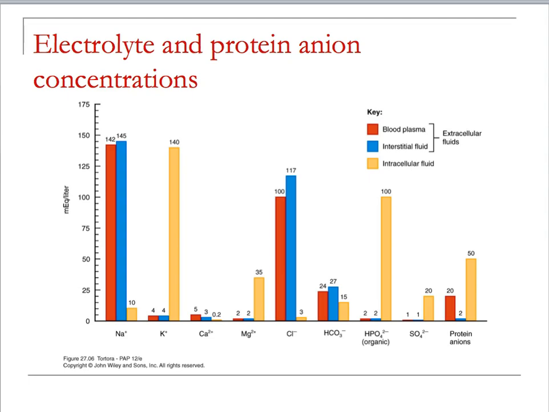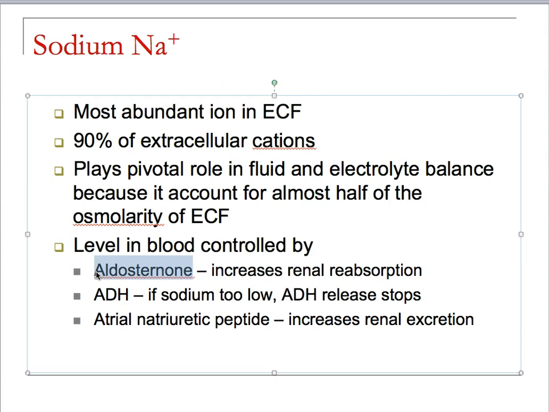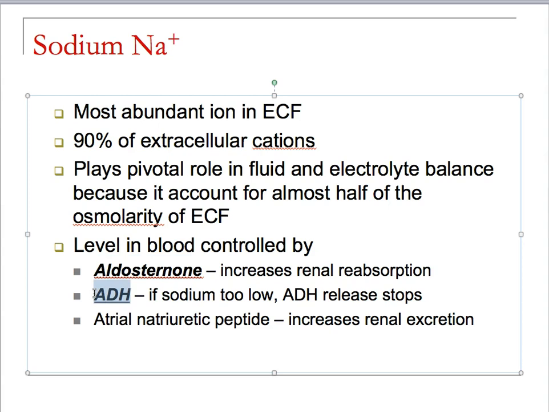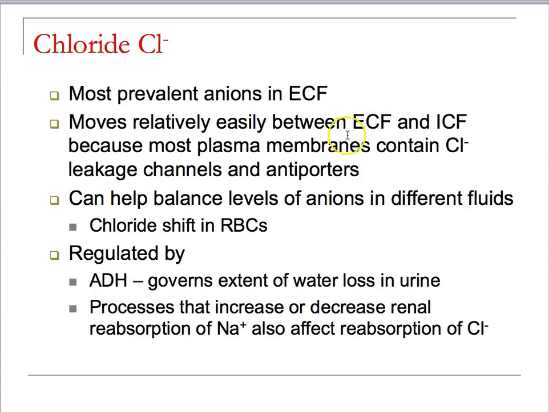What we're going to be doing here is pointing out primarily how we control sodium movement. It's the most abundant extracellular ion. It's controlled by aldosterone, ADH, and atrial natriuretic peptide. We've seen these so many times this semester that maybe you're a little numb to it, but the reality is this is how we control sodium. And wherever sodium goes, guess what? Chloride goes.